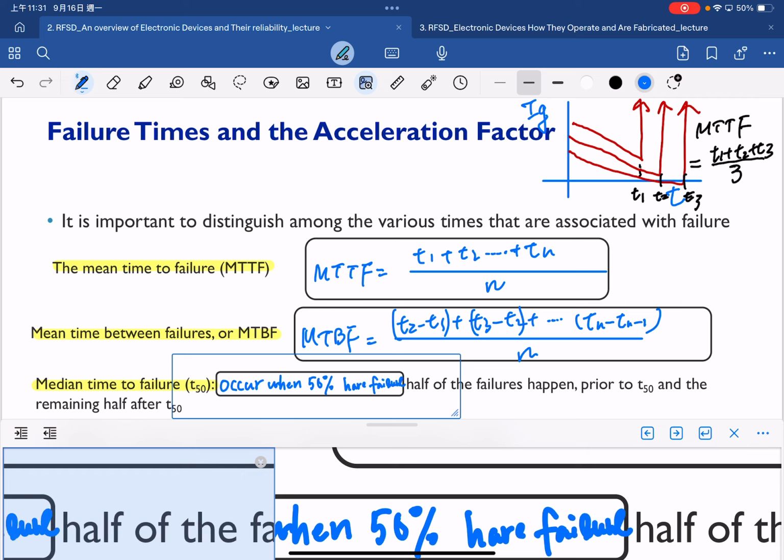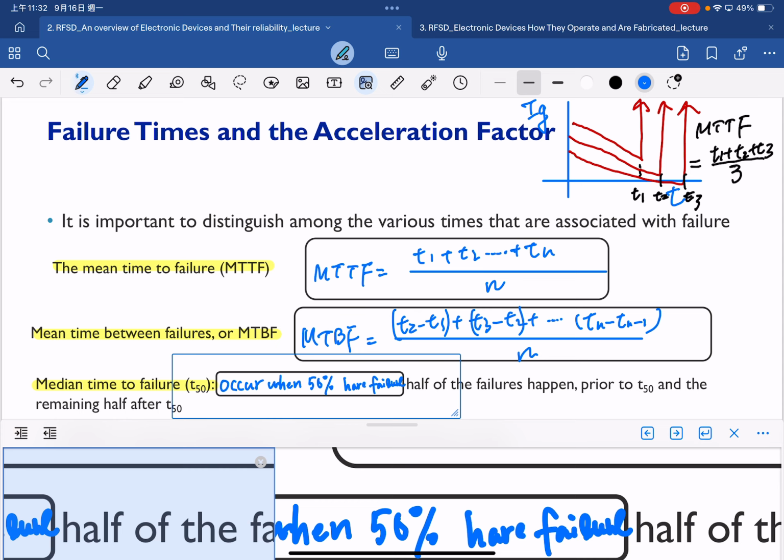That's how we call the T50. So that means you test, for example, 100 devices, and then you find out the time at which 50 devices reach the failure value. So this is the time we call the T50 percentage. Of course, in reality, T50 is a pretty high percentage of failure, so usually T50 is not our final interesting factor.